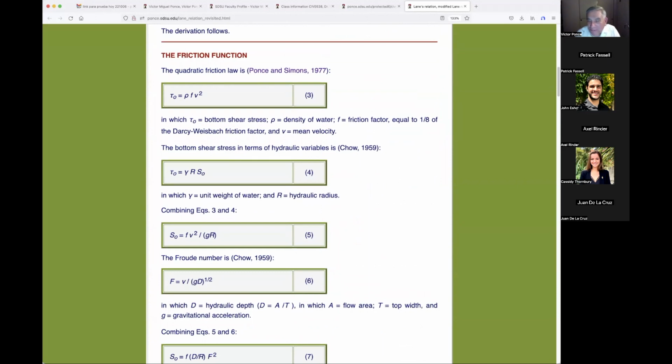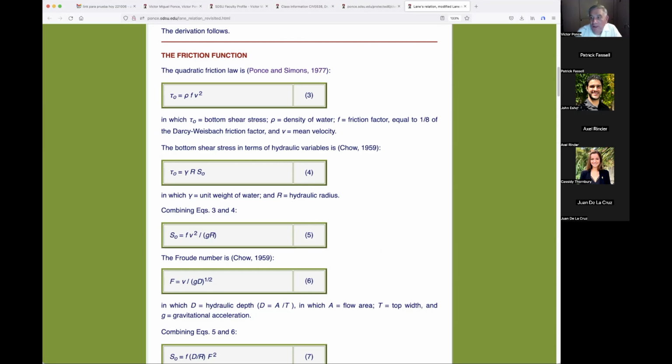I would say very few people use this equation, 10% maybe at most, the quadratic friction law. I'm talking about the common hydraulic engineers. I'm not talking about the scientists out there in a corner doing scientific studies. No, the common hydraulic engineers do not use this equation, okay? In which tau sub naught is bottom shear stress, rho is density of water, F is friction factor, and that's our friction factor, not Darcy-Weisbach. Ours is 1/8 of the Darcy-Weisbach.